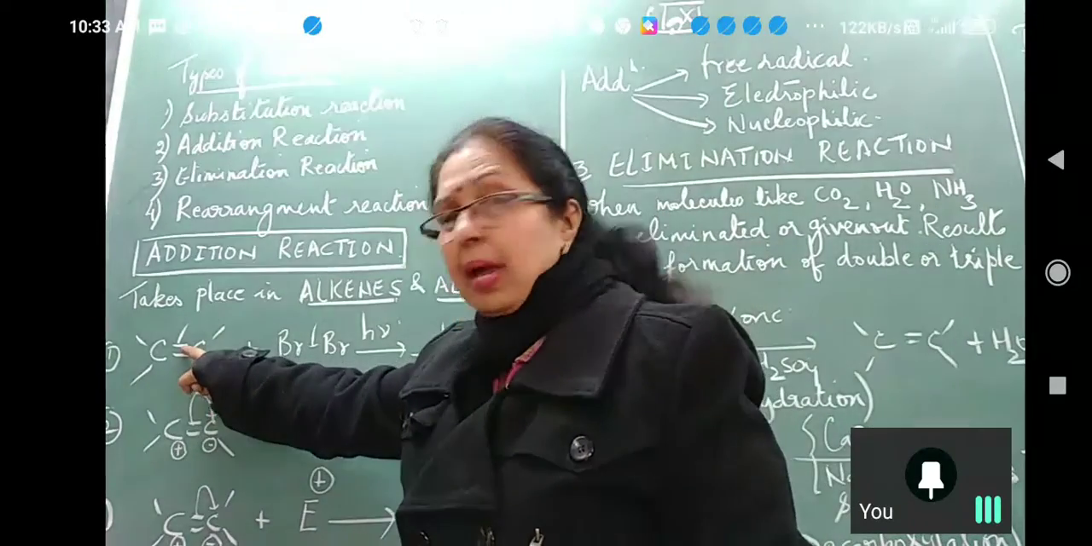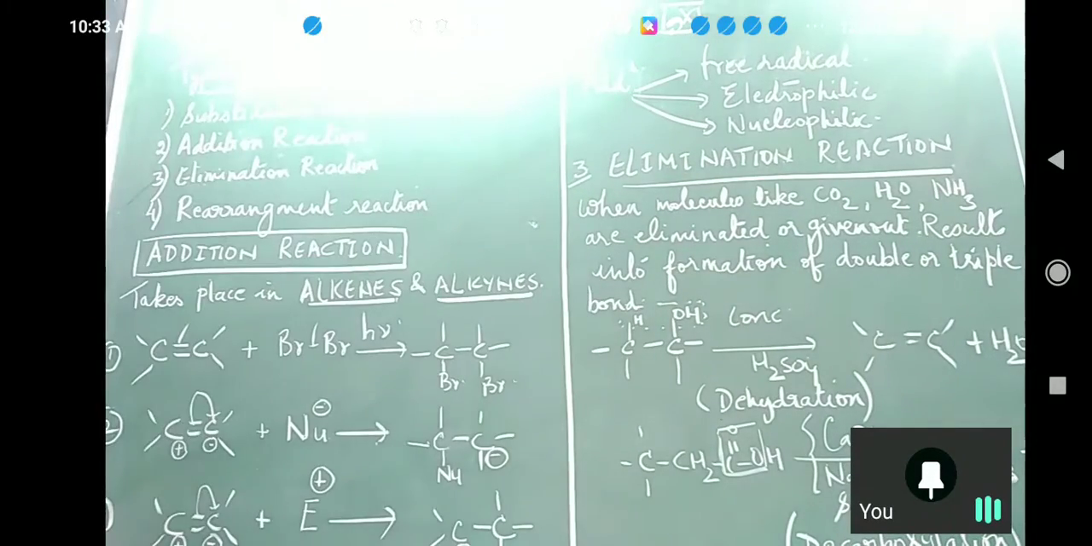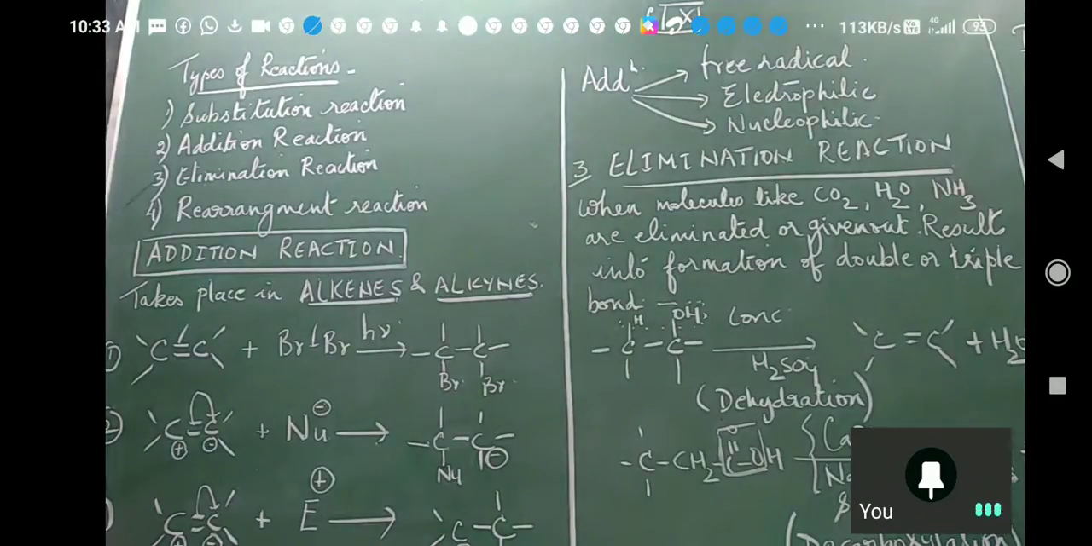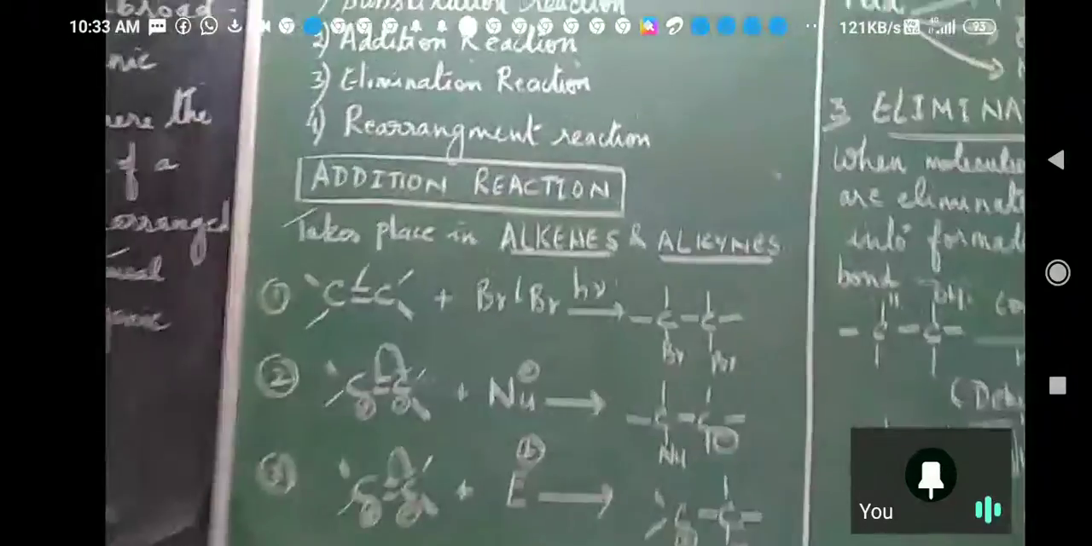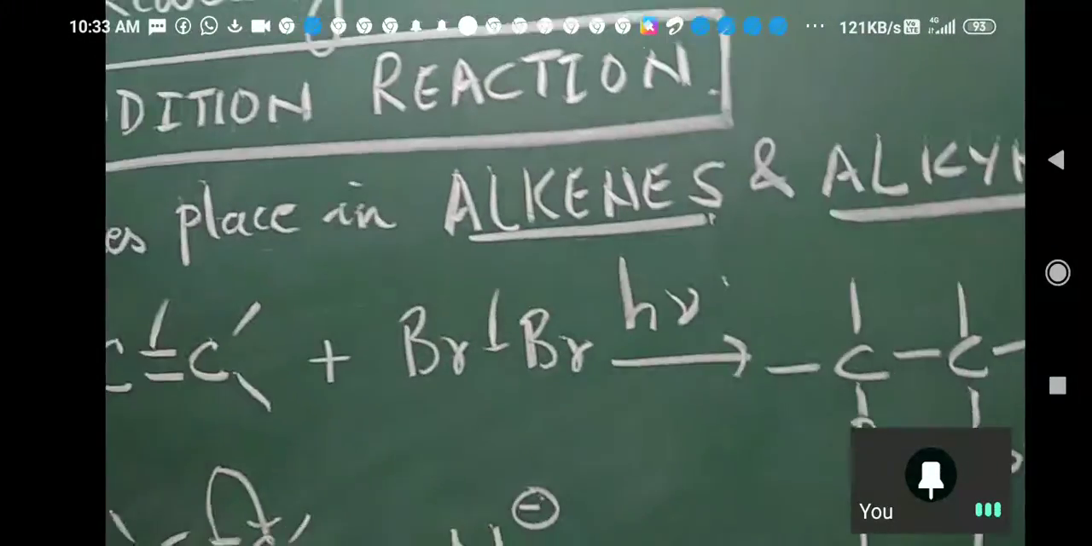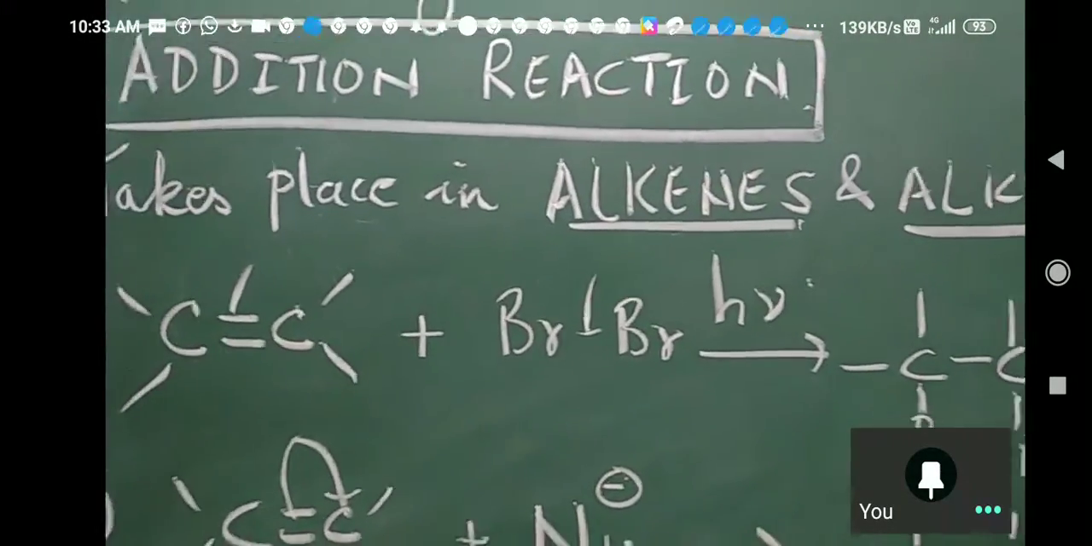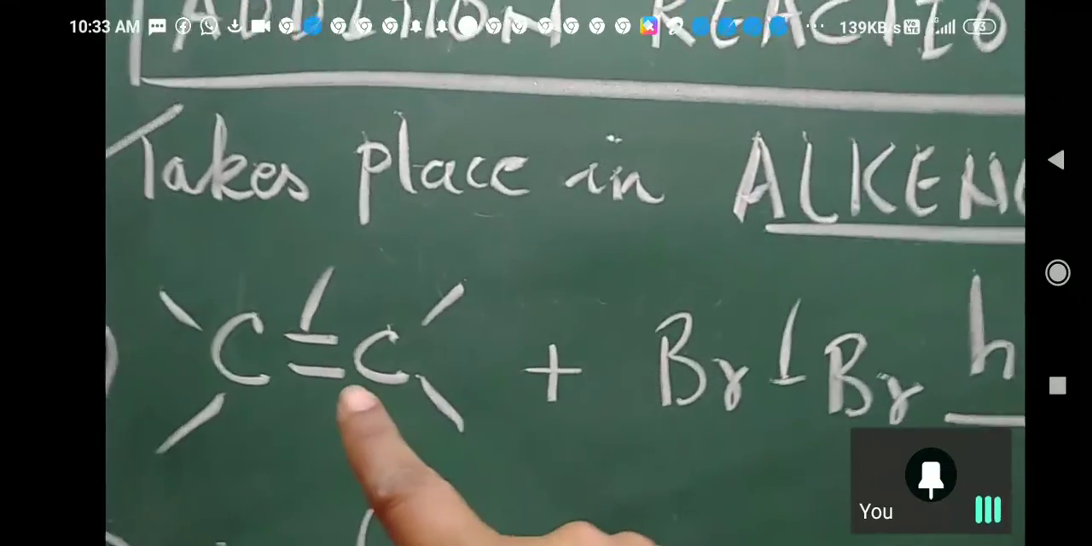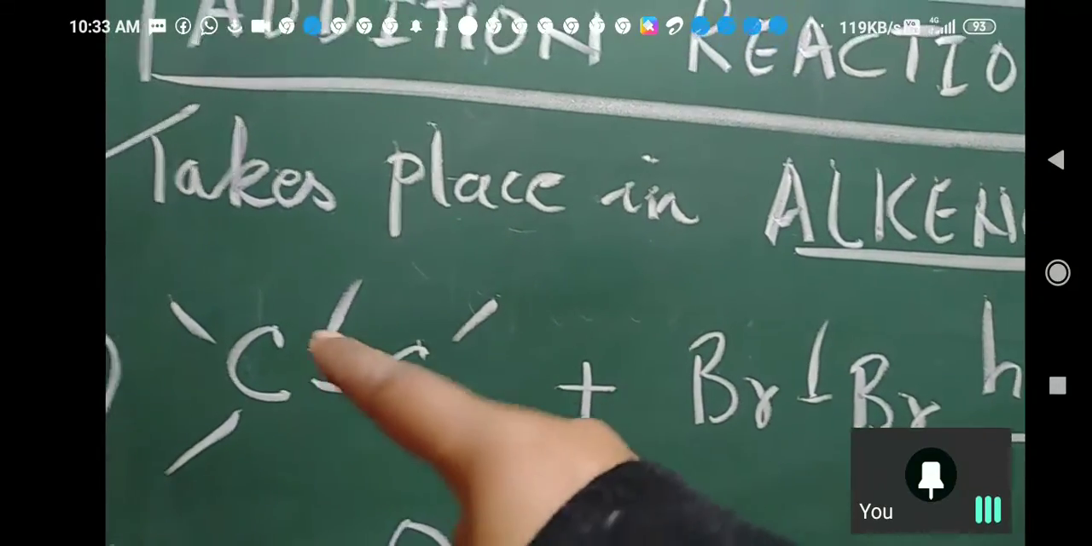This is a pi bond. Is it clearly visible? The pi bond. Is the pi bond visible? I think closer to the blackboard, it will be better. Can you see this? This is a double bond. This is pi bond.